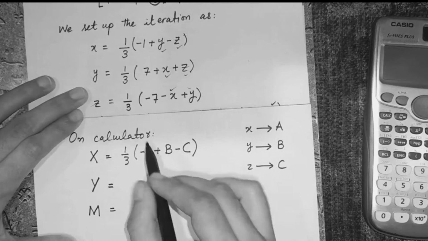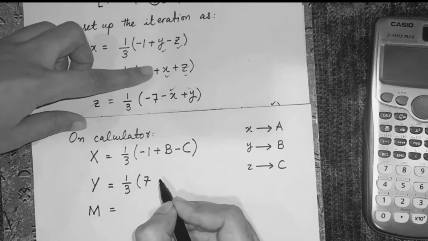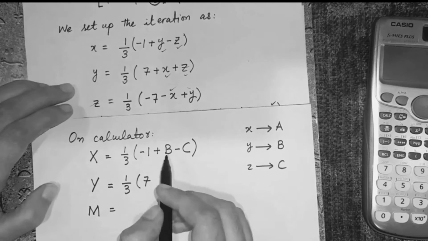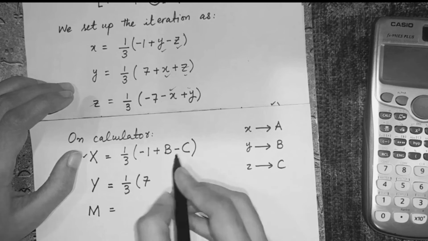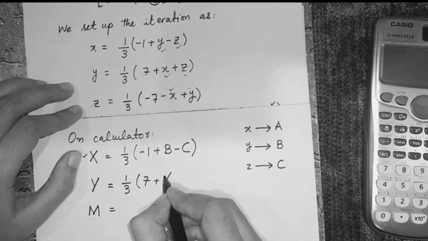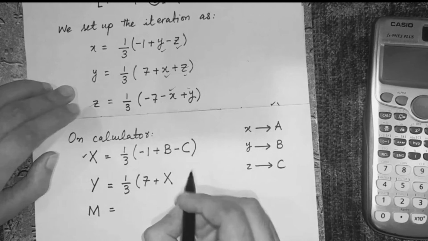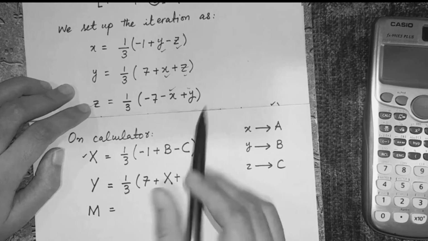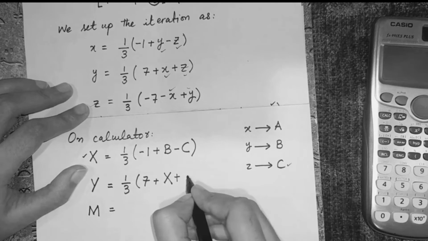Now let's see what we can write for y. 1/3 (7 plus x). In the Gauss Seidel method we put the value of x we just calculated, so we'll simply put plus capital X. We will not put this A here. Then plus Z. As we haven't calculated Z yet, we'll put this value of C.